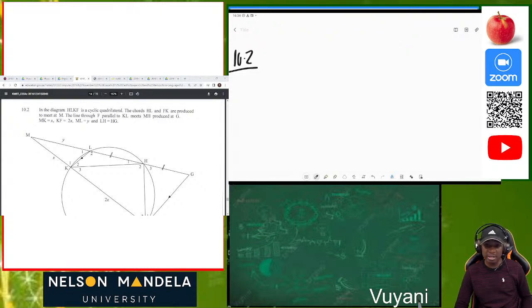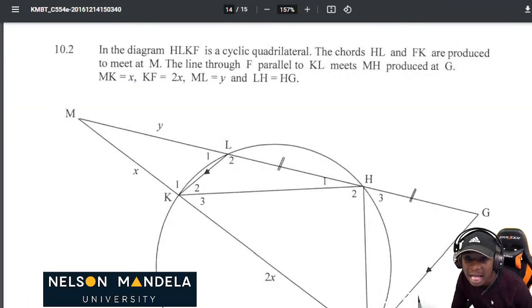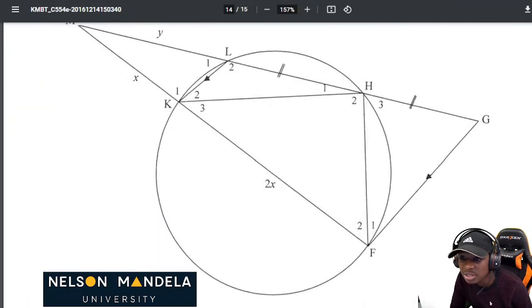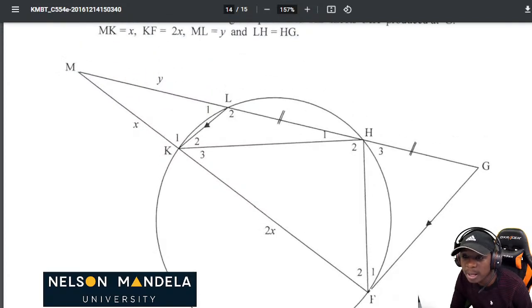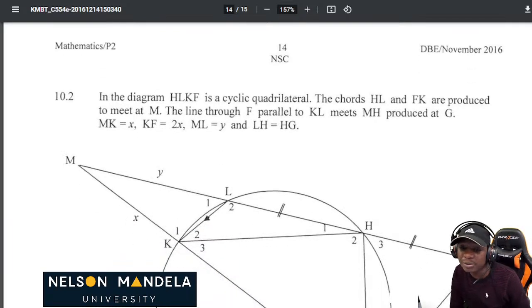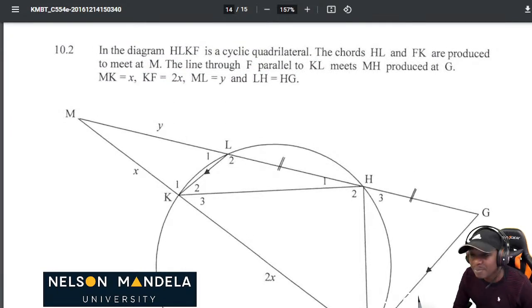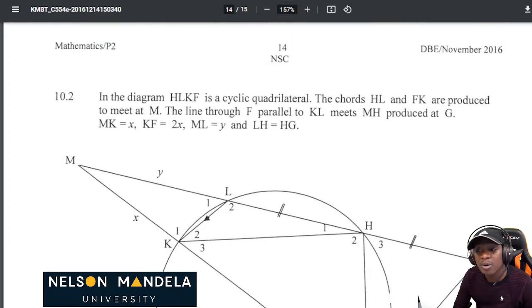So what do we have in 10.2? In the diagram, HLKF is a cyclic quadrilateral. So we already know that L2 plus F2 is 180 degrees. The reason is that they are supplementary when you add them, according to the cyclic quad.